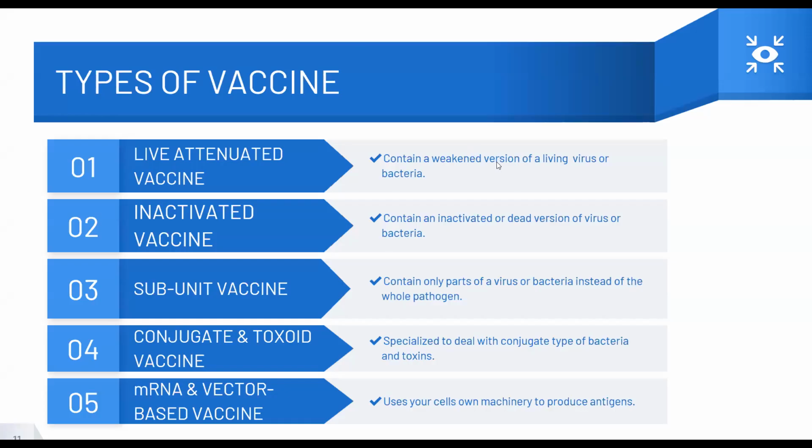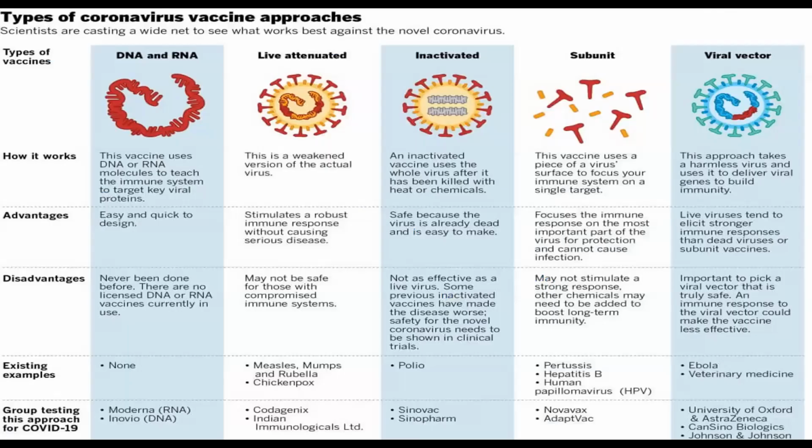Okay, so now we're talking about vaccine types. Way back in 2020, they made the live attenuated vaccine. These vaccines contain the living version of a virus or bacteria. Number two, the inactivated vaccine contains the inactivated or dead version of the virus. Number three, subunit vaccines contain only parts of the virus or bacteria, not the whole pathogen. The conjugate or mRNA vector uses the cells of the body itself to produce antigen.